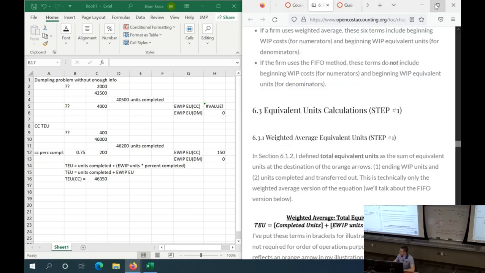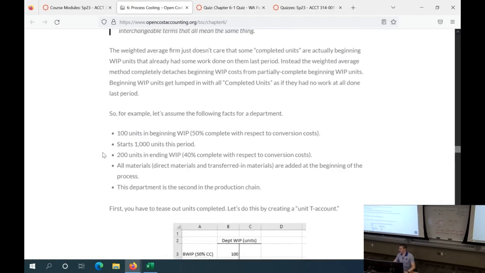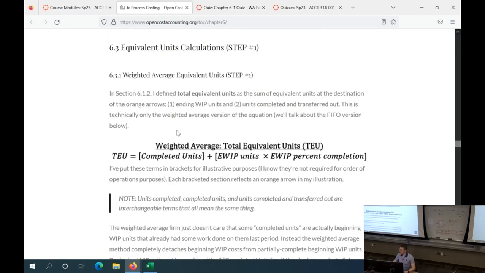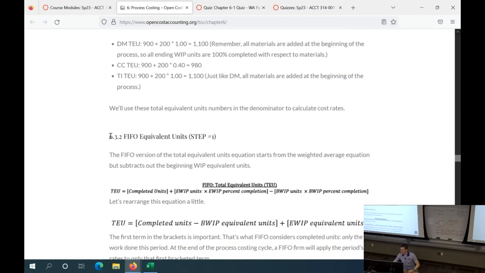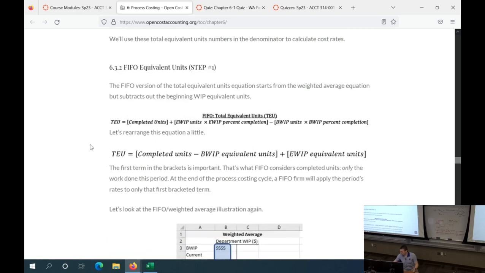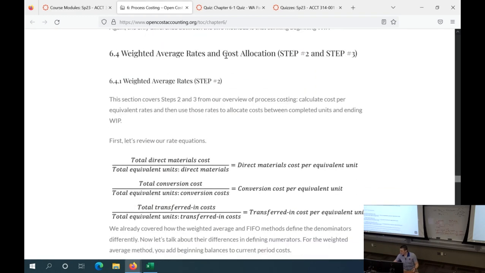Now let's go back to the textbook just for a second here. Ooh, now you got FIFO. All right. In the textbook, I do explain weighted average, then explain FIFO. Step one, we have weighted average, 6.3.1. We have FIFO, 6.3.2. So skip over the FIFOs because we're not doing them this week. Skip over that. Step number two, weighted average rates is step number two. Cost allocation is step number three, or apply costs.